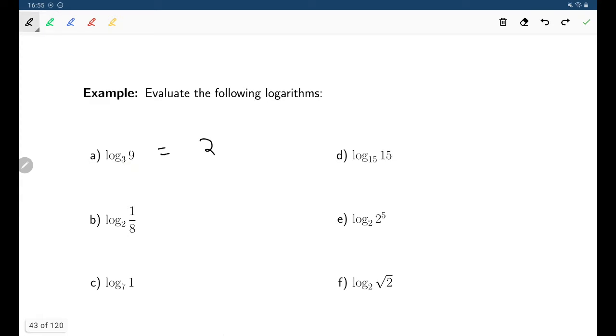Similarly, log base 2 of 1/8: 2 to what power gives me 1/8? 2 to the power of -3. So here I'll write the equivalent fact below it. That's 2 to the power of -3 gives you 1/8. So log base 2 of 1/8 gives you -3.